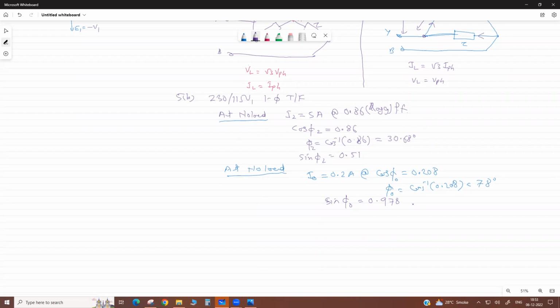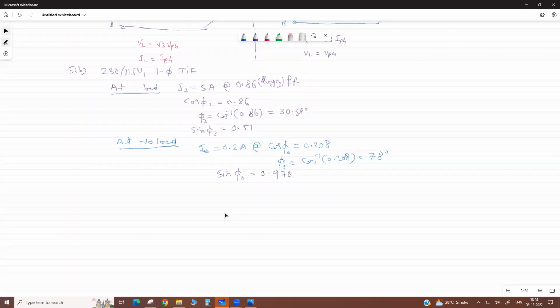Sir, now the upper one is the at-load condition, right? Yes, this is at load. Yes, on load it should be. Okay, at load. Yeah, this is at no load. This is at load, or at full load we can say. So these are the parameters given.